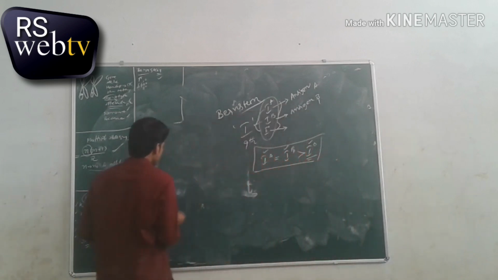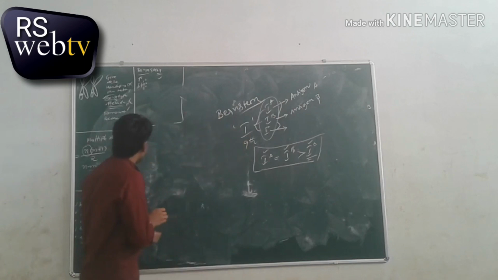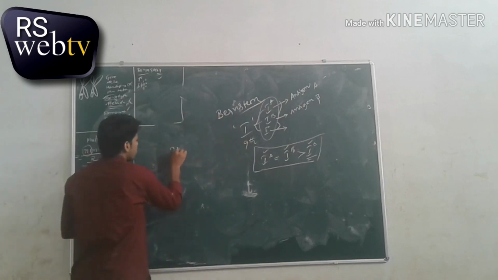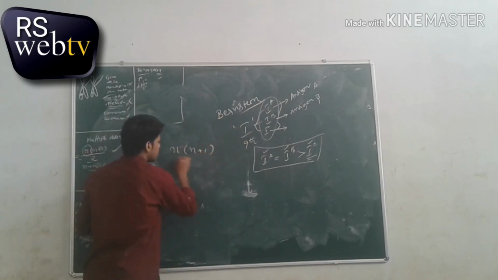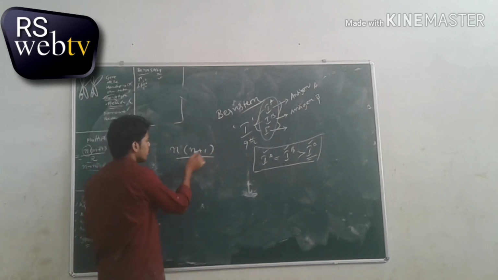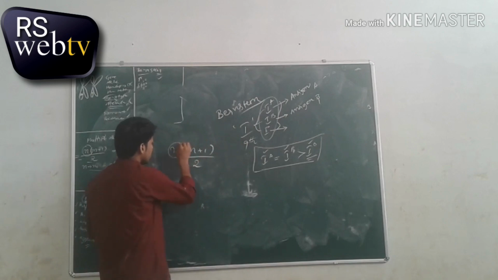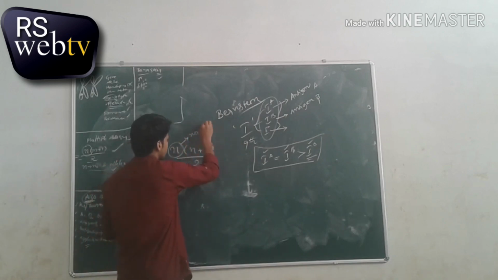Now come to the genotypes of these antigens. How many genotypes can be produced by these 3 alleles? There is an equation, n(n+1)/2. In this equation, n is the number of alleles.